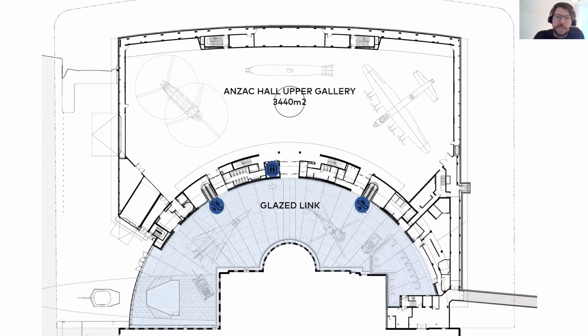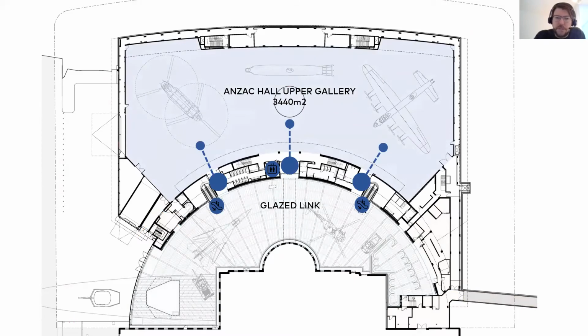So moving from the Glazed Link to the Anzac Hall, you'll see there's 3 ways in, which allows us to isolate sections of the hall for transition of display, and maintain 2 exit entry points to function so that the remaining Anzac Hall can continue in operation. It's providing some 3,440 square meters on this level. And when combined with the lower gallery space, that's almost double the amount of space that the existing Anzac Hall had provided to tell those modern conflicts that are underrepresented in the main building today.